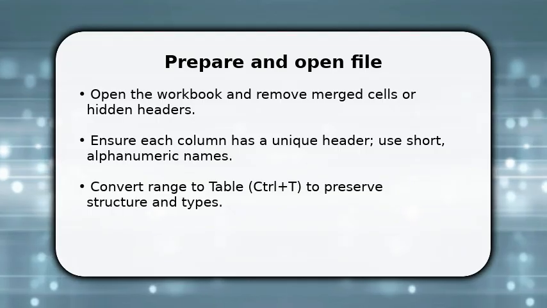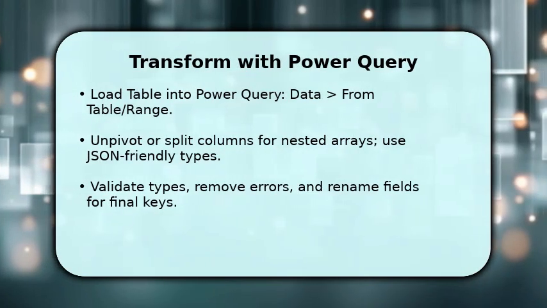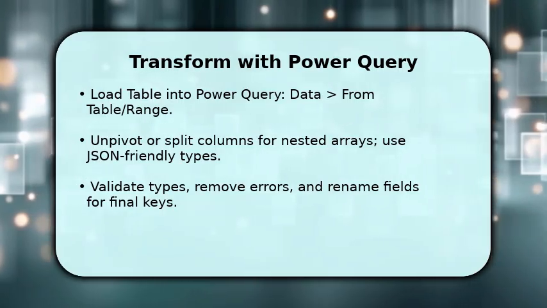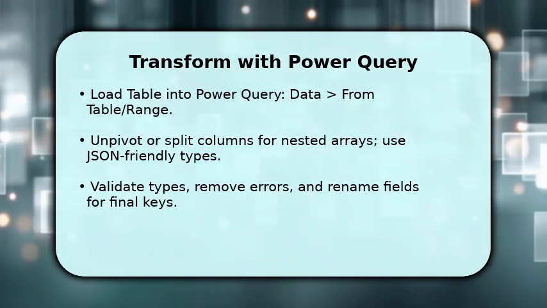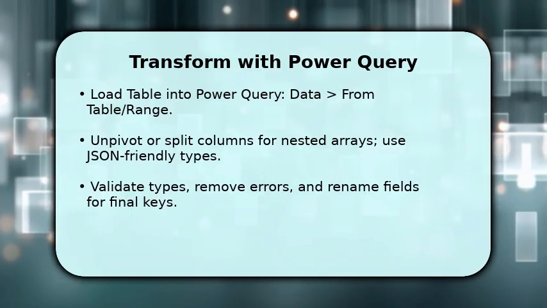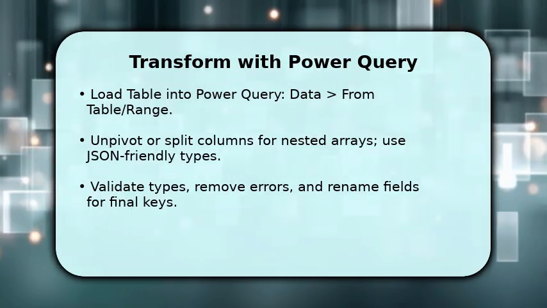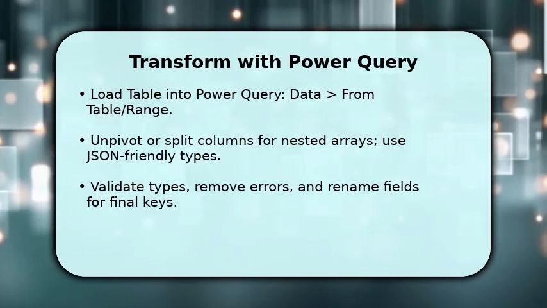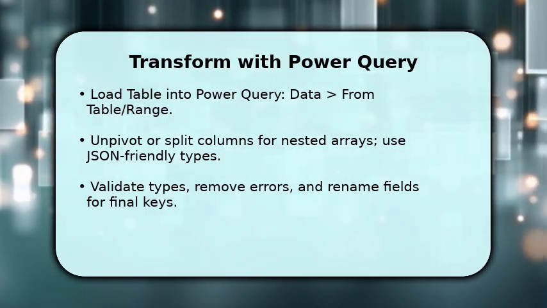Now load the table into Power Query to shape the data. Use from table/range, then apply transformations. Filter out error rows, change data types explicitly, and unpivot or group columns when you want nested JSON arrays. Rename columns to final key names because those labels will become JSON properties.